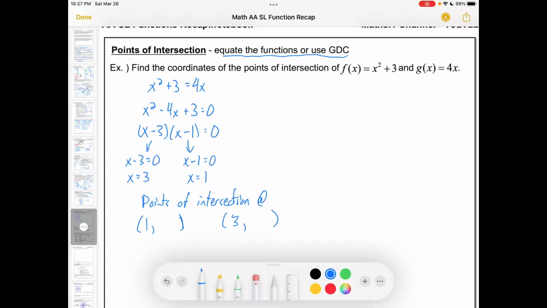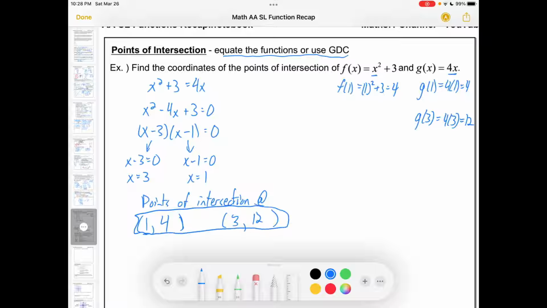Now, if I want to find the y value, I just have to sub that 1 back into really either one of these functions. I think it's easier to do it in g. g of 1 is 4 times 1, or just 4. Though it's not like it was harder to do it in f. f of 1 would be 1 squared plus 3, also 4. So they intersect when x is 1 and y is 4. And similarly, when x is 3, y would be 12 from either function. Those, allegedly, are our points of intersection.